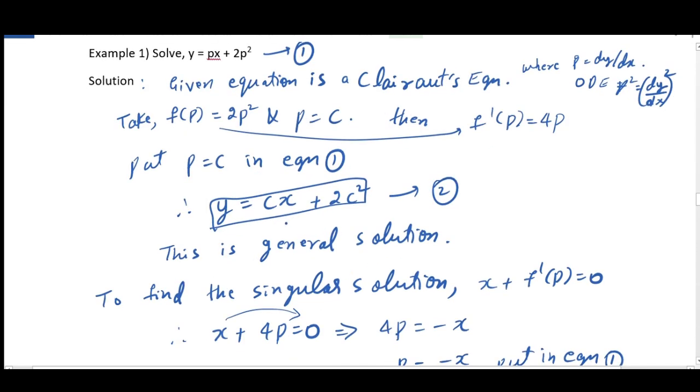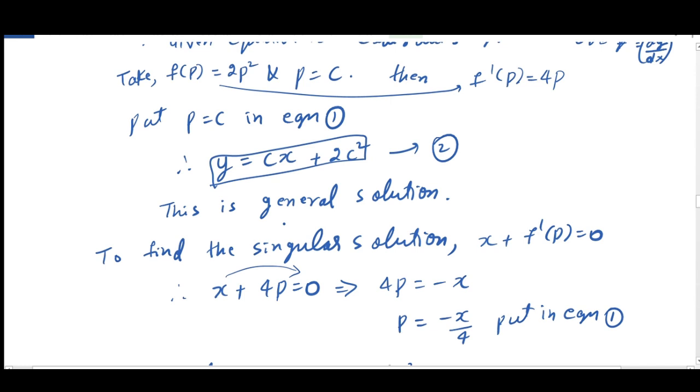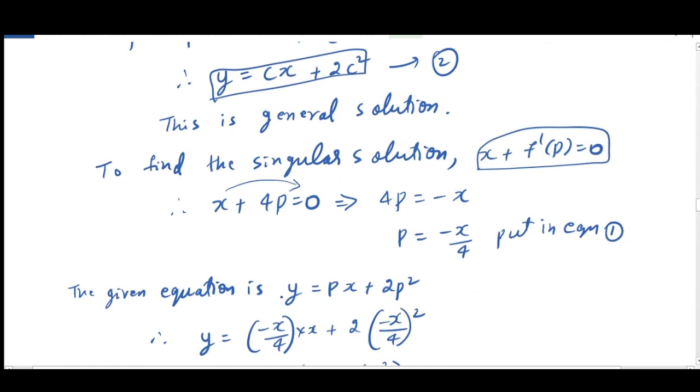But to find singular solutions, we have to remember this formula for singular solution: x plus f dash of p is equal to 0. So f dash of p is 4p, so x plus 4p is equal to 0. We have to find p from this. In general solution, p was equal to c directly, but here p is equal to minus x by 4, and we have to substitute it in equation 1. That is one change you have to remember.